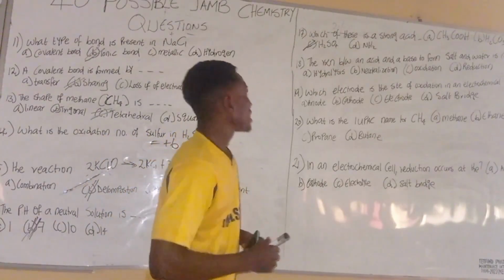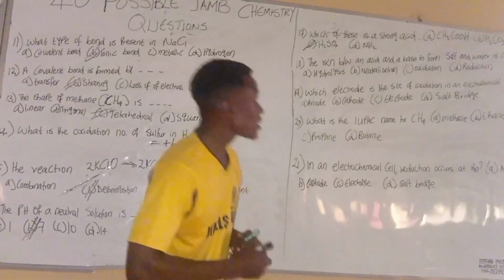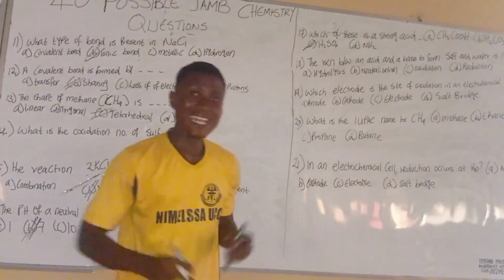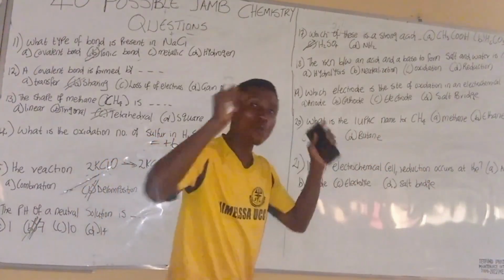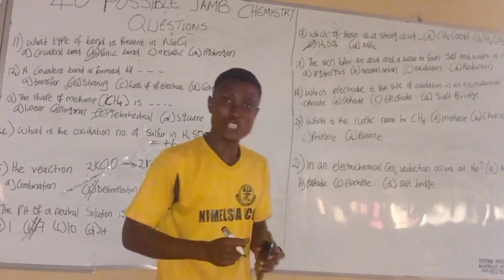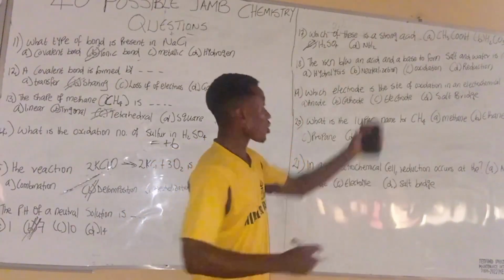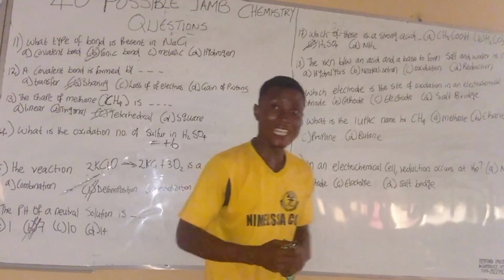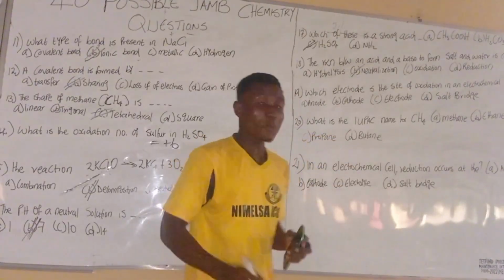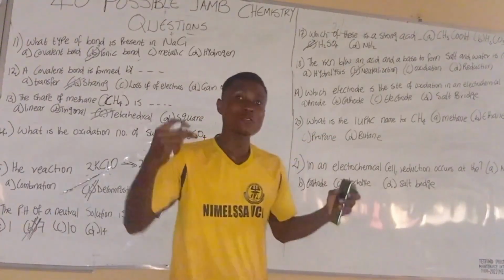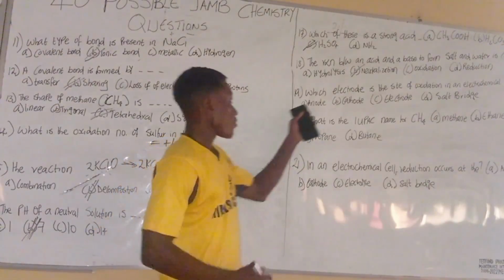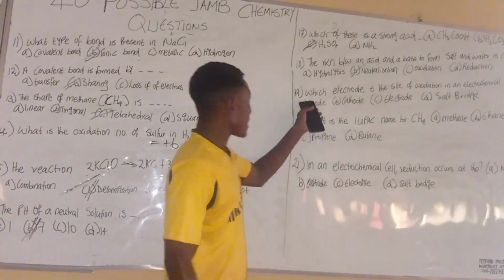Number 8, it says the reaction between an acid and a base to form salt and water is called the reaction between an acid and a base to form salt and water only. Such a reaction is known as what? A, hydrolysis, which is wrong. B, neutralization. C, oxidation. And D, reduction. The correct answer is neutralization, a neutralization reaction. And the answer is B.